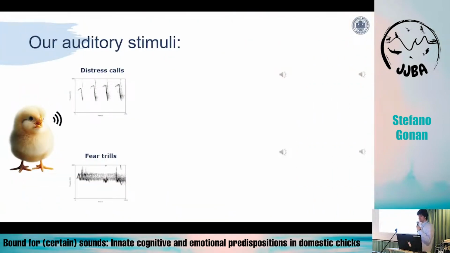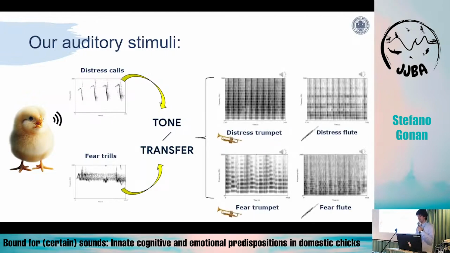So to trick the chicks' ears, we used Tone Transfer, that is a deep learning algorithm developed by Google Labs, and it is peculiar because this algorithm is able to change the timbre of sounds, and we used that to transform both the distress call and the fear trill into the timbre of two different musical instruments, which are the trumpet and the flute. So here we have the distress trumpet.